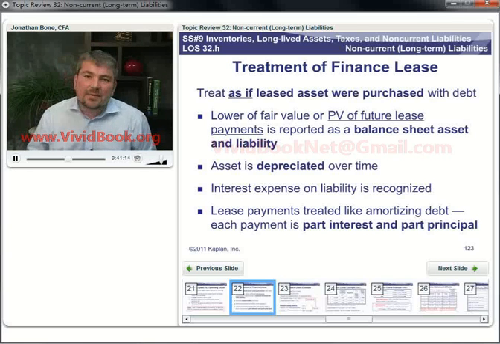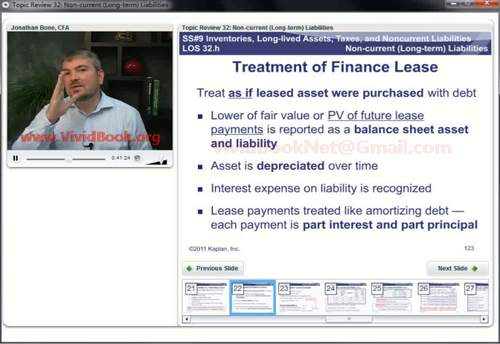Now, every time we make a payment on our lease, it's going to be treated like amortizing debt. So every time we make a payment on the lease, part of that is paying off interest, the remainder is paying off principal. So the liability is going to fall each period as we make principal payments.